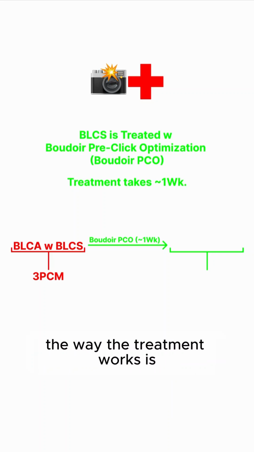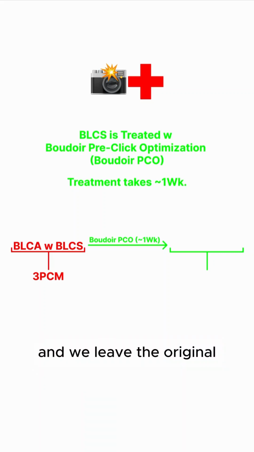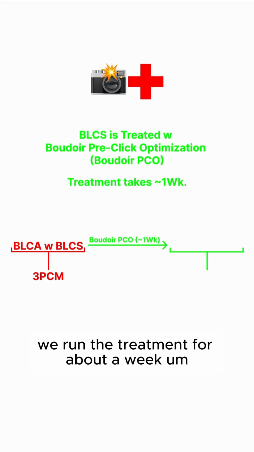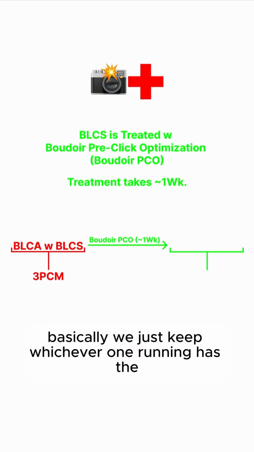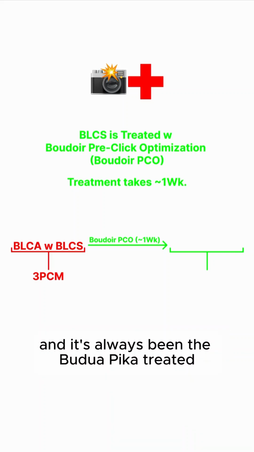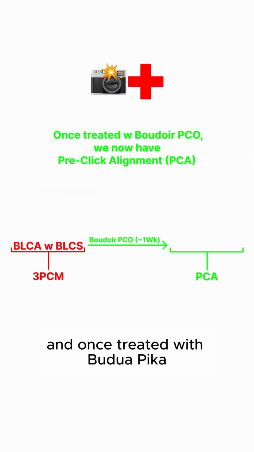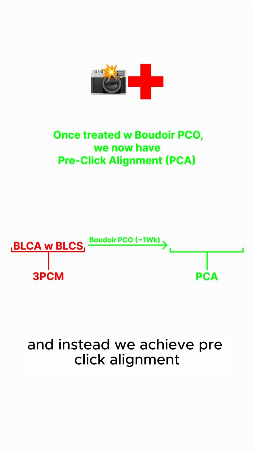The way the treatment works is we duplicate the current Boudoir Facebook ad, and we leave the original. And we apply the treatment on the duplicated one. We run the treatment for about a week. After about a week, we just keep whichever one is running the highest metrics, and it's always been the Boudoir Pico treated ad that ends up with the highest metrics for unique CTR all. And once treated with Boudoir Pico, we now have pre-click alignment, PCA. So we get rid of the 3 pre-click mistakes, and instead we achieve pre-click alignment.